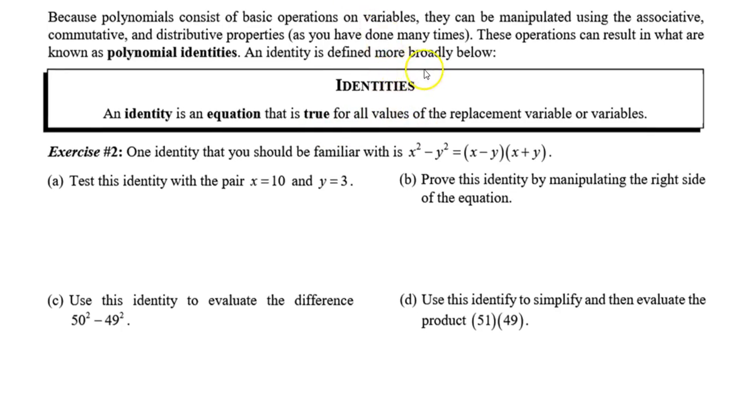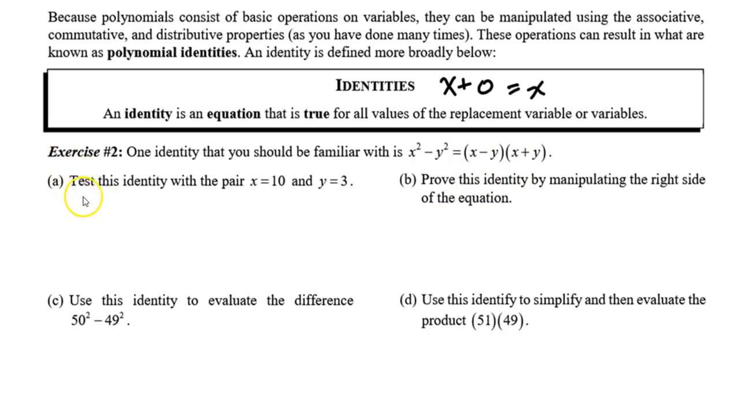So a real simple example of this would be the identity x plus 0 equals x. For any value that you can think of, this is going to be a true statement. This is a common identity, x squared minus y squared. This is a special difference of two squares pattern that we know well. So we're going to test it out by using actual values of x and y, and then we're going to prove it by manipulating it algebraically.